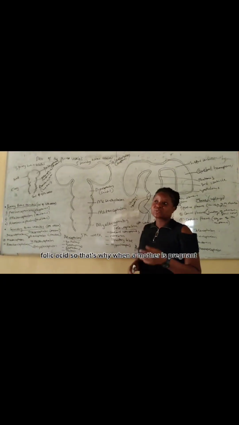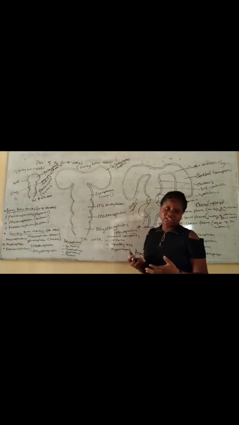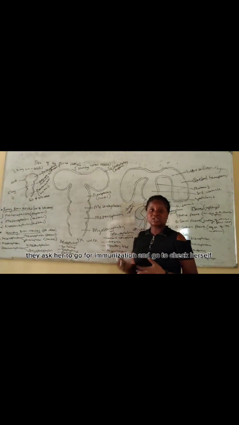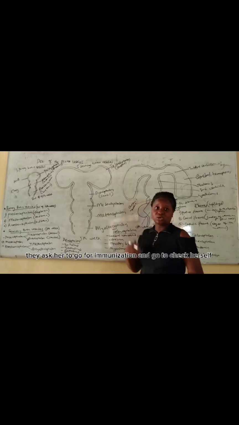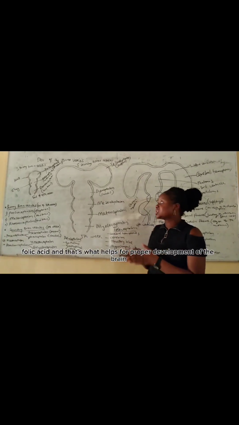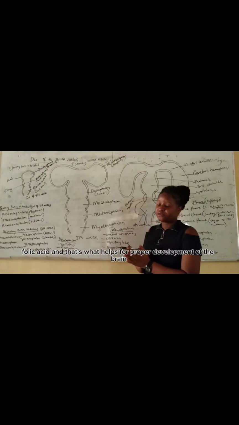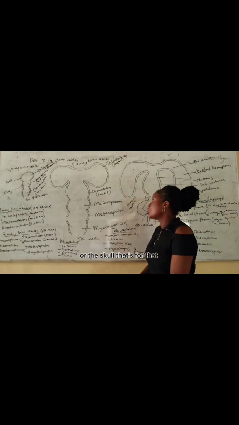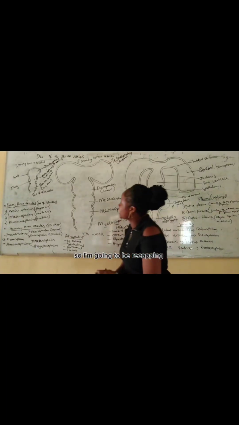folic acid. So that's why when a woman is pregnant, they ask her to go for immunization and go to check herself. So one of the drugs they give her contains folic acid, and that's what helps for proper development of the brain or the skull. So that's for that. So I'm going to be recapping.